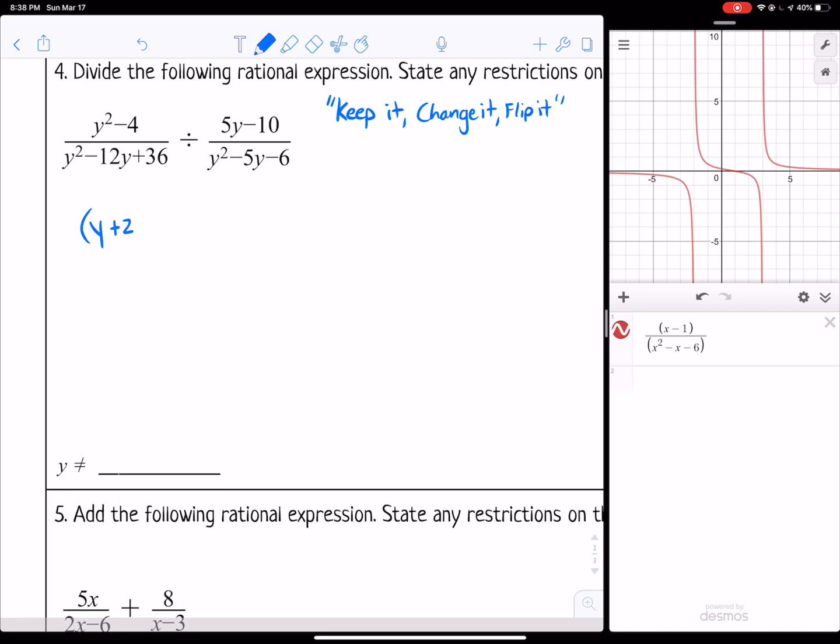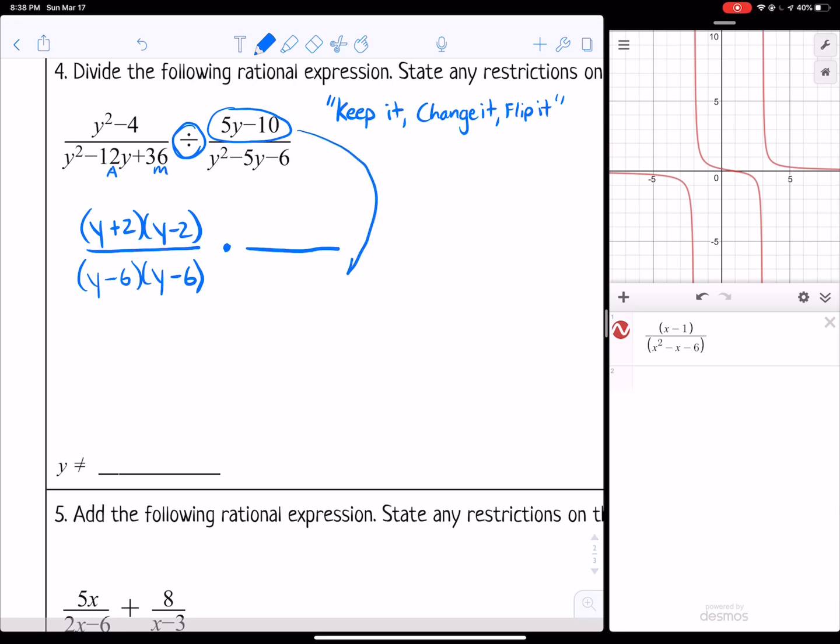So we're going to factor a difference of squares in our numerator. So that would give me y plus 2, y minus 2. The denominator, I need to multiply to get 36 and add to get negative 12. That'll be y minus 6 and another y minus 6. Then change the sign to multiplying. And then flip the second fraction. So I'm going to factor the numerator, but I'm going to write it in the denominator in this next step. It just saves you from having to write it twice.